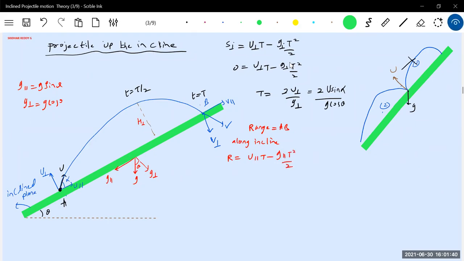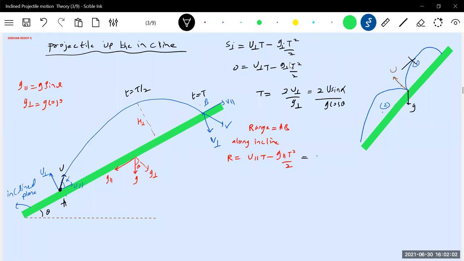Sir, why are you bringing the negative sign? The G parallel is acting opposite to U parallel. Look at these two. G parallel is acting opposite to U parallel, so therefore negative. Why is R positive? You are measuring the range along U parallel, so therefore this is positive. Substituting all this, we'll get the expression for the range.